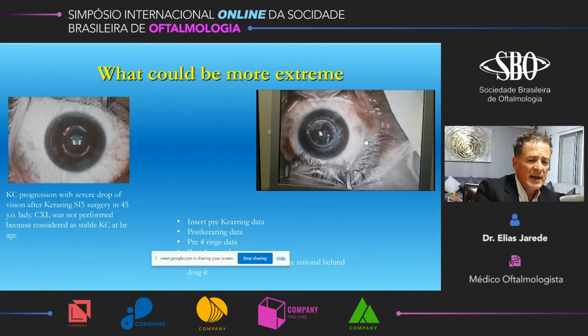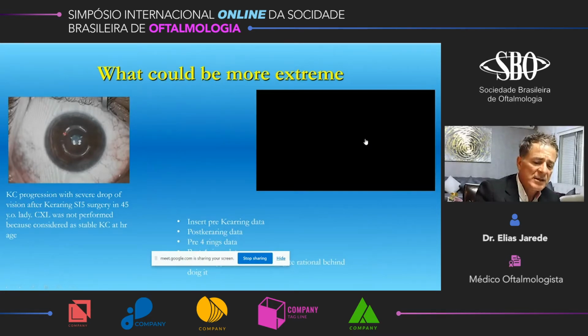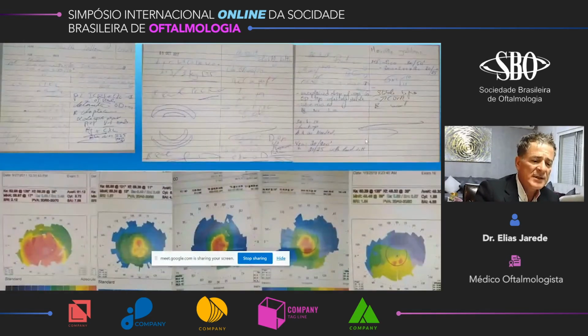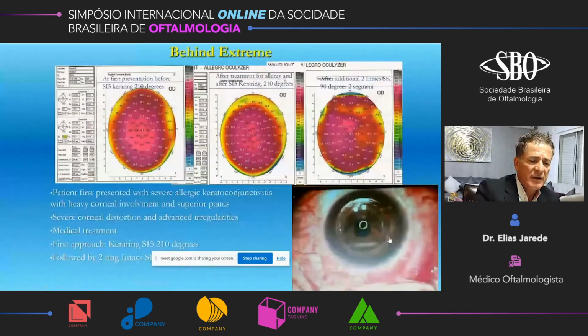We followed this by cross-linking. The patient is around 40 years old. That's why we didn't do cross-linking first. Here are the different maps: pre-Keraring, after Keraring, deterioration of the cornea, and then after inserting the additional two SK Intacs superiorly and inferiorly.